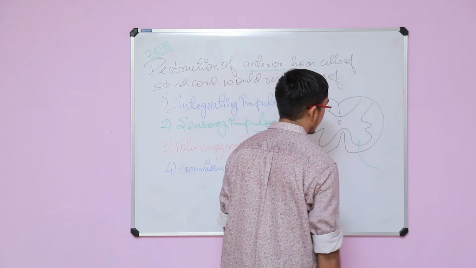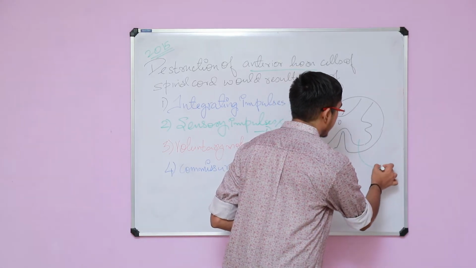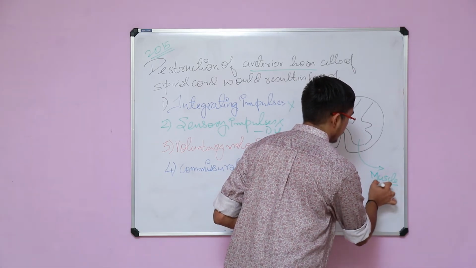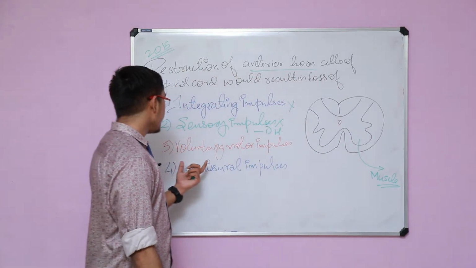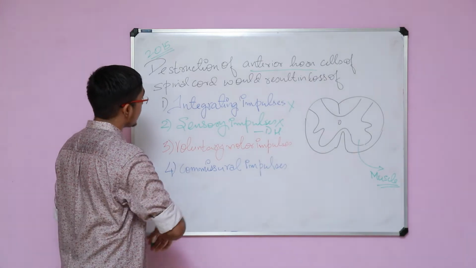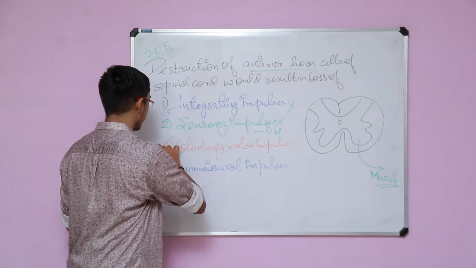It is from this horn that the spinal nerve arises, and the spinal nerve is going to the muscle. What muscle? Effector muscle, right. So that is why the correct option for question, that is why the correct option is option 3.